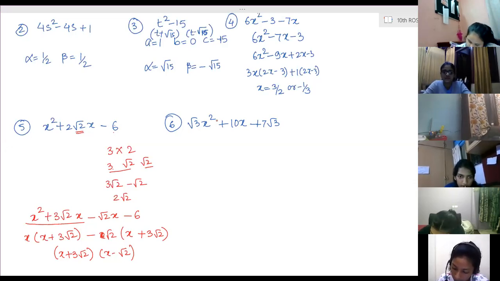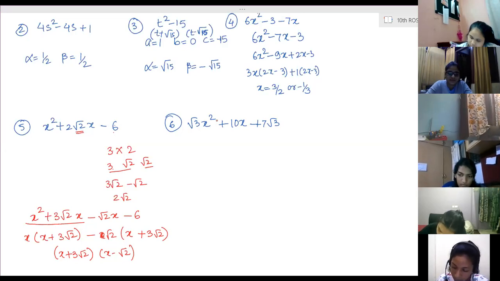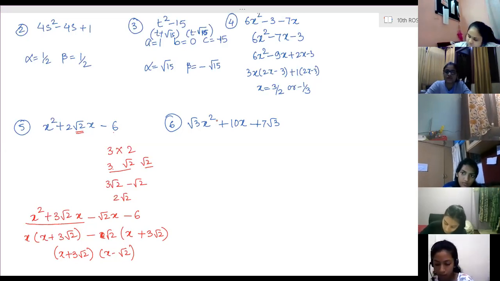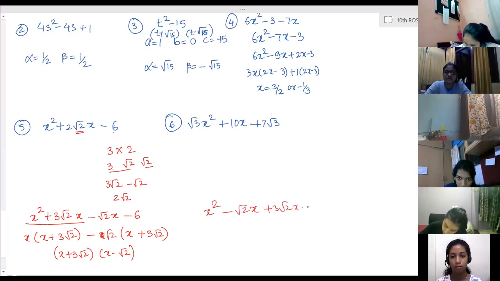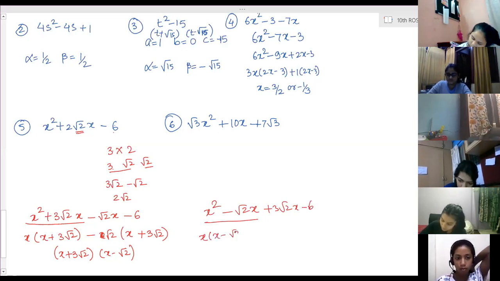No, you will not get plus root 2. No, it should be minus root 2. Yes, ma'am, like I did the same thing, but I changed the order. Then also you will get it. X square minus root 2x plus 3 root 2x minus 6. From these two, you can take x common. So x minus root 2.